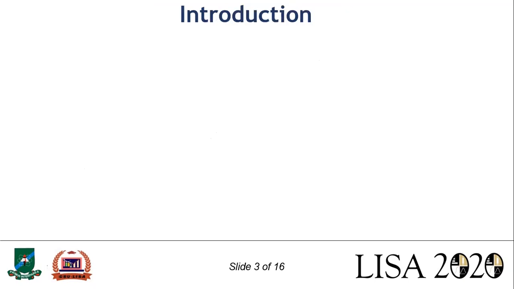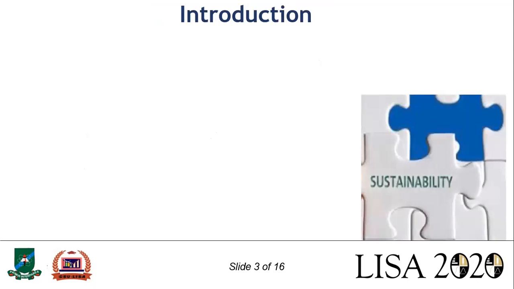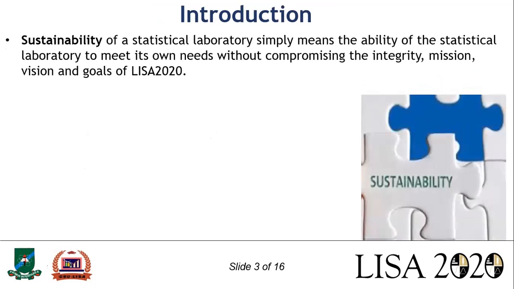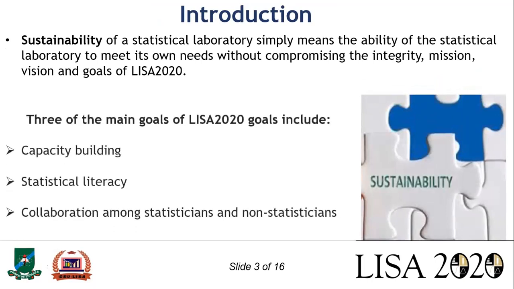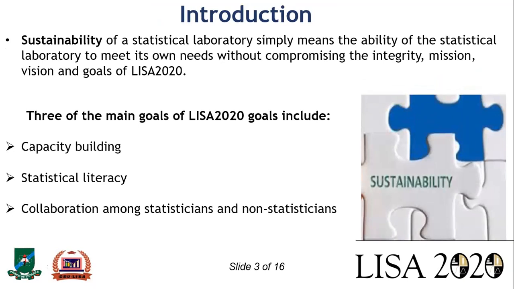First, what is sustainability of a statistical lab? Sustainability of a statistical lab simply means the ability of a statistical laboratory to meet its own needs without compromising the integrity, mission, vision, and goals of LISA 2020. There are many goals of LISA 2020, but I would like to emphasize these three: capacity building, statistical literacy, and collaboration among statisticians and non-statisticians. These three are the most important as far as LISA 2020 is concerned.